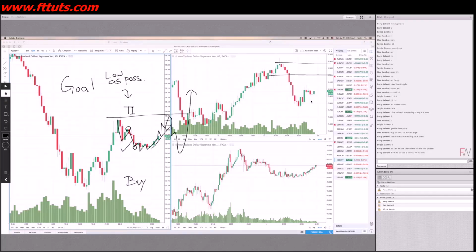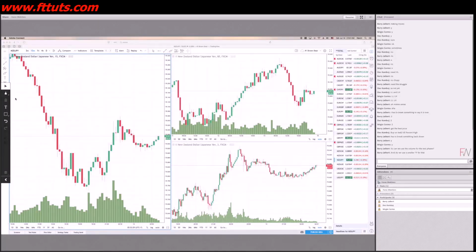So the question here is, can we use the volume for test phases, and do we use a smaller time frame from that? Yes, absolutely, you can do that. So what do you think happens on the smaller time frame during the test phase? Can you tell me what's happening right now in the test phase? What's happening?